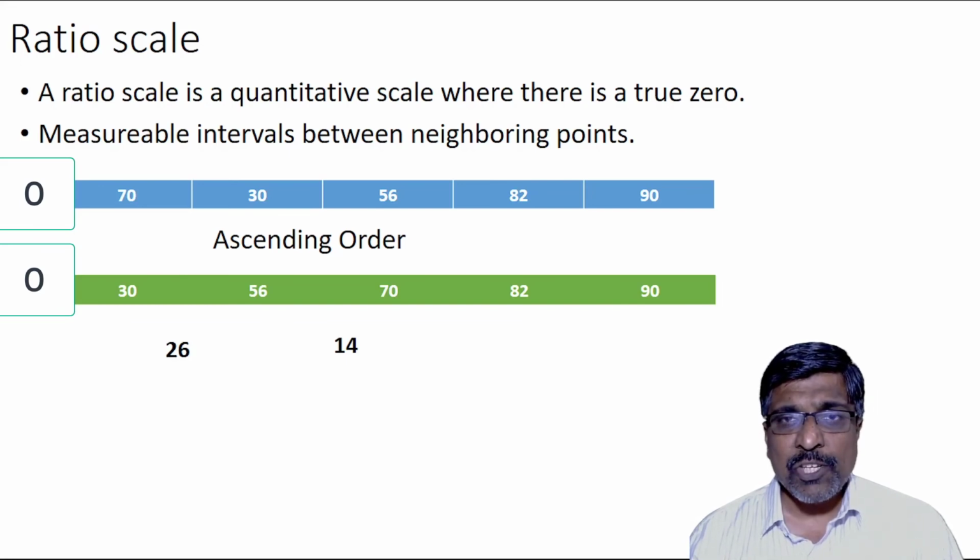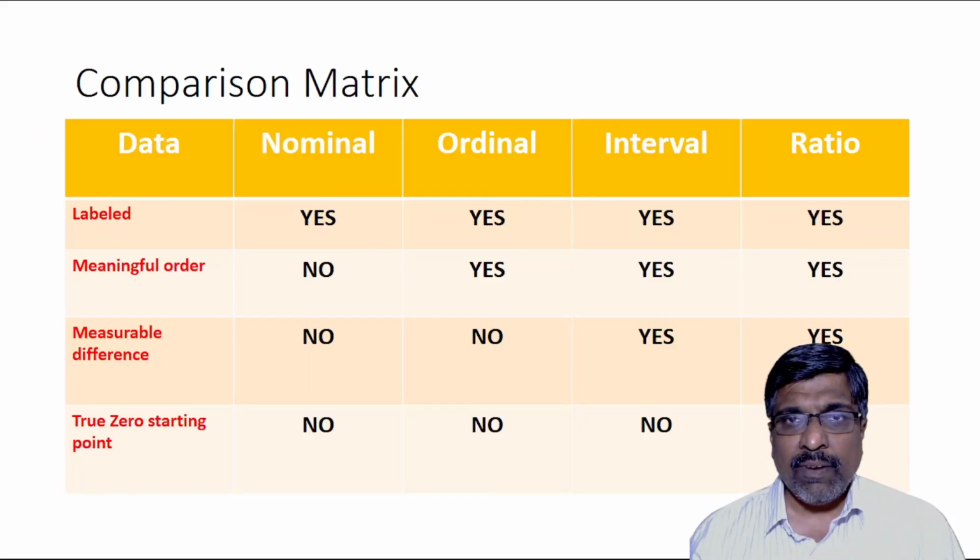So this is the actual meaning of 0, and at any given point of time you cannot have marks which are lesser than 0. So negative marks are not allowed here. These are some of the properties of a ratio scale, and ratio scale is one of the best scales of measurement. Now let's look into the comparison matrix.